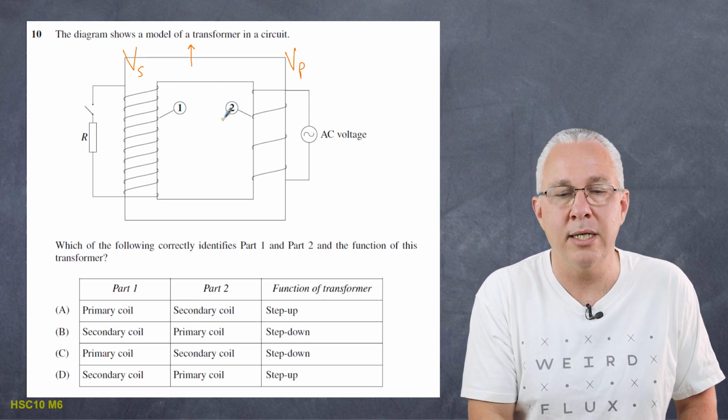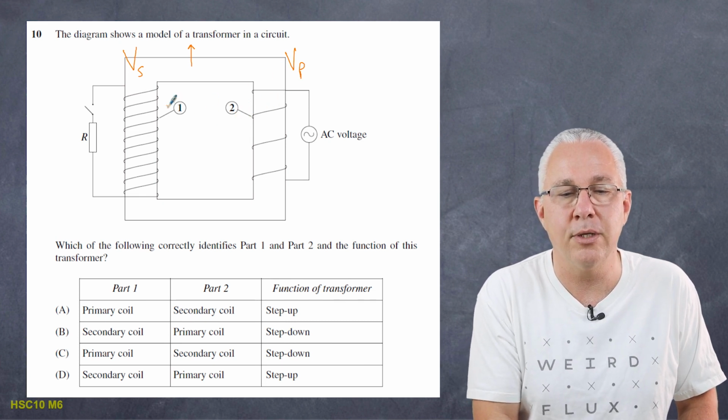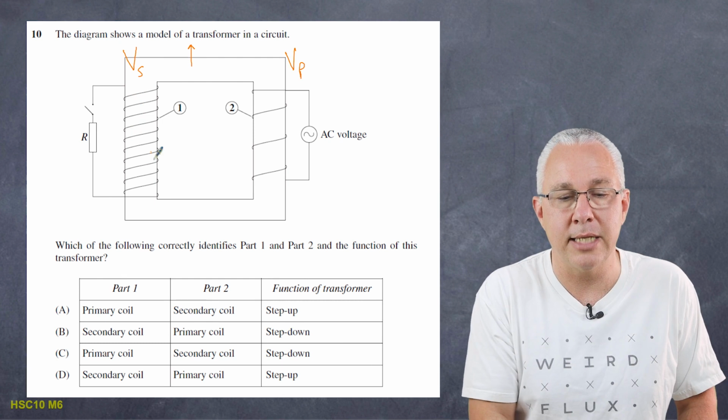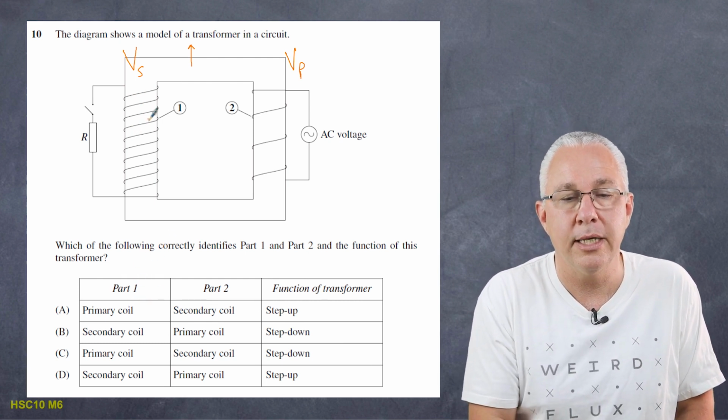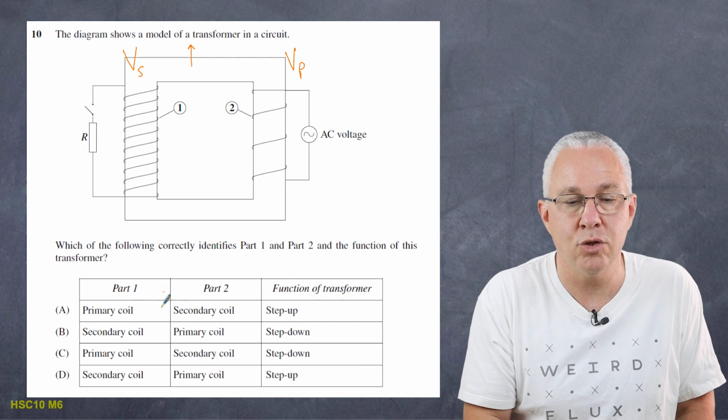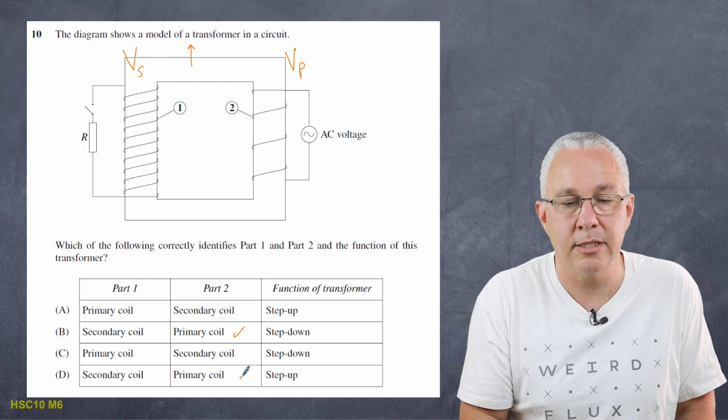Now, what's 1 and what's 2? Well, 2 is our primary coil. 1 is our secondary coil. So let's have a look at this. Our primary coil is going to be 2. So there's primary right there. So that's correct, and that's correct over here.